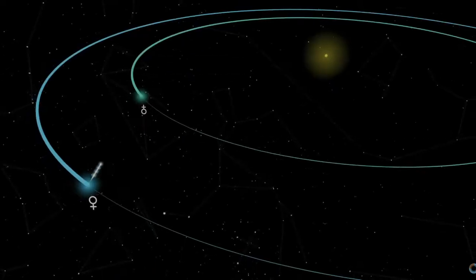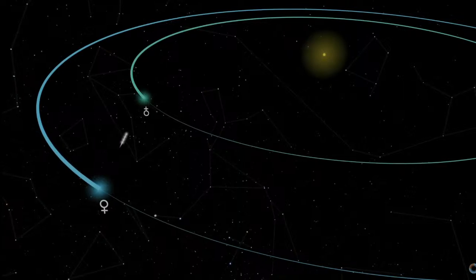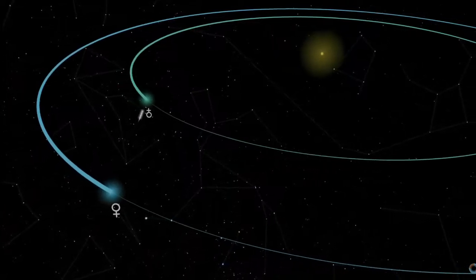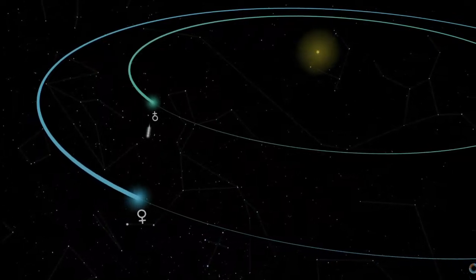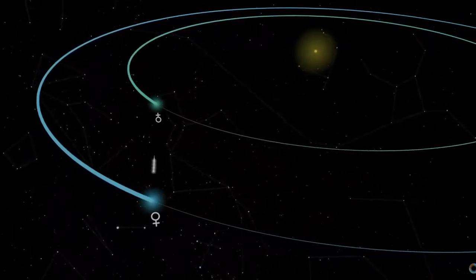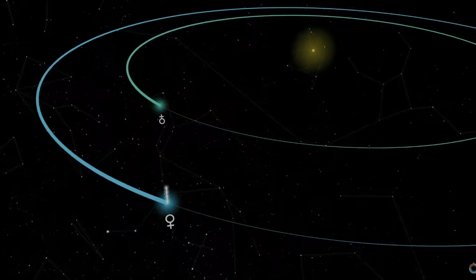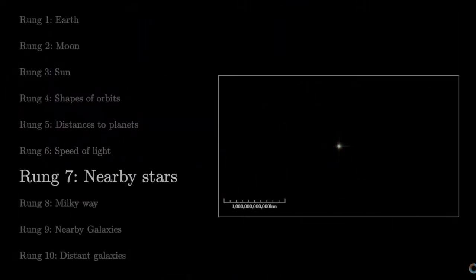I also really like this because it comes back around to the distance ladder. These days, with technology, the more accurate way that we measure the distances to planets like Venus is not with parallax, but using radar. But this, of course, relies on knowing the speed of light. And now, let's finally leave our solar system and measure the nearby stars.